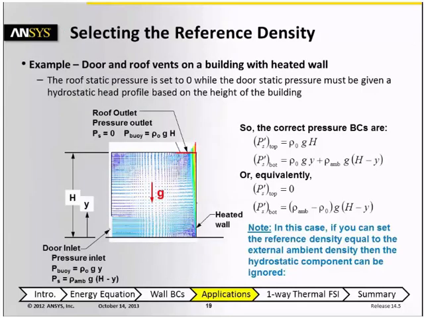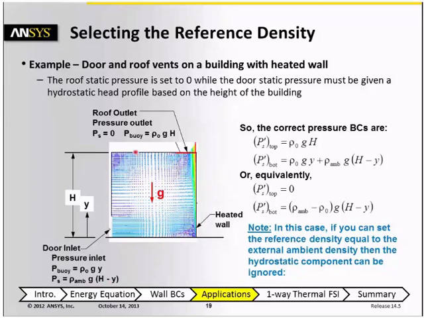In this example, we have a natural convection problem with a heated wall, an opening in the roof, and a door. We need to set the boundary conditions for the pressure outlet boundary at the roof and the pressure inlet boundary at the door. If we start by saying that the static pressure at the roof is going to be 0, then that means that the static pressure at the door has to be equal to the ambient density times gravity times the difference in height between the roof and the door, which in this case is h minus y.